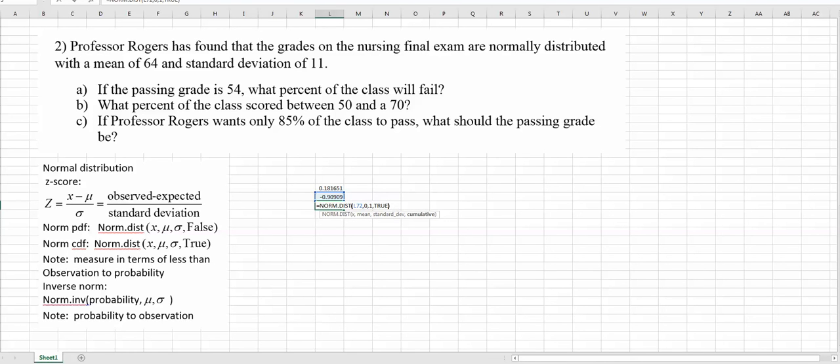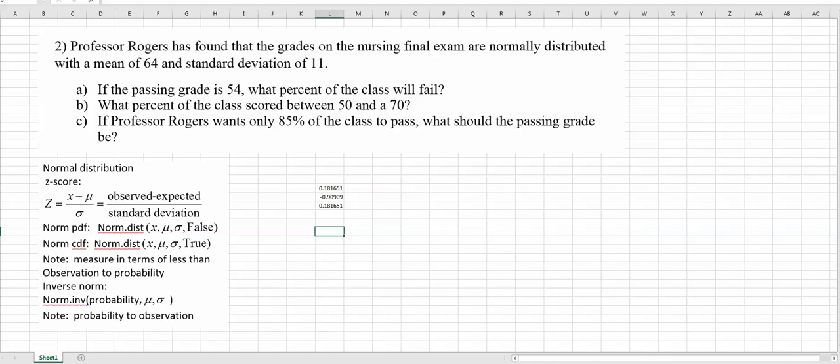And we should get the exact same percent. So we do. So you can convert to z-scores and then set up your norm CDF using standard normal parameters, or you can set up your norm CDF using the actual mean and standard deviation of the original observation. All right, next question. What percent of the class scored between 50 and 70?